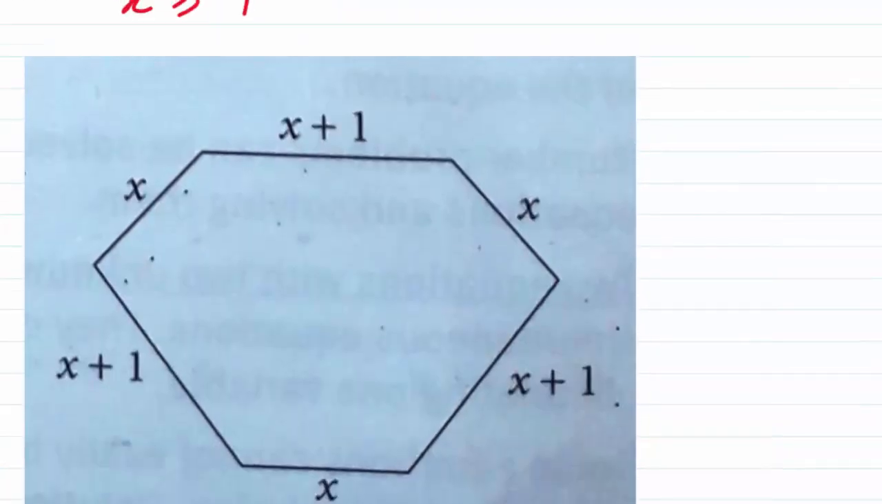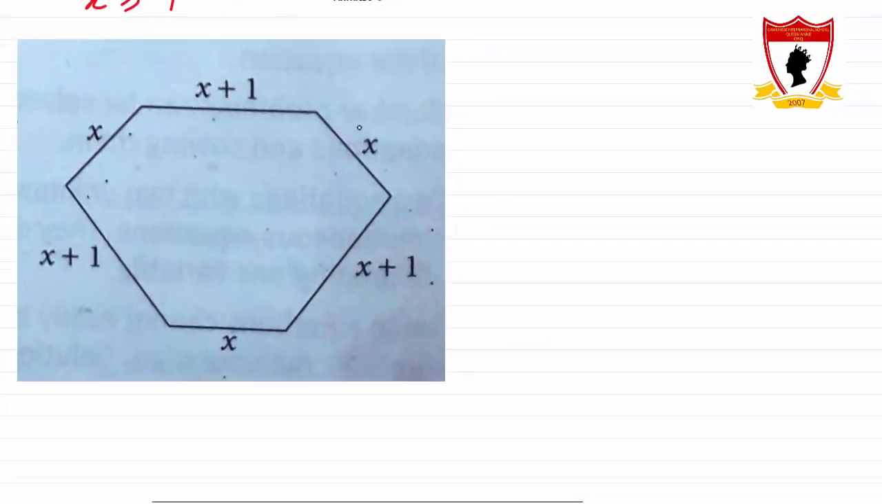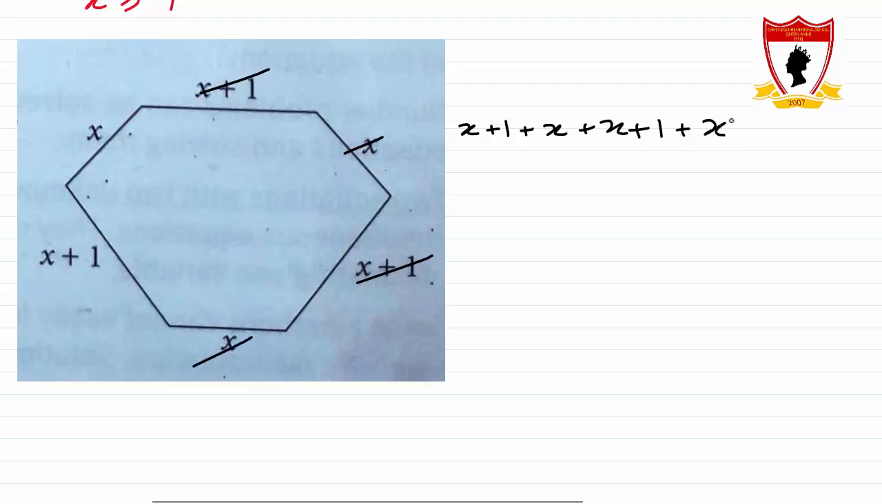This one, sometimes we have problems related to inequalities. The perimeter of this shape is less than 50. Then we're going to write an inequality to represent this. We add all the sides because the question is about perimeter. X plus 1 plus x plus x plus 1. I started here. Plus x plus x plus 1 plus x plus x plus 1 plus x.